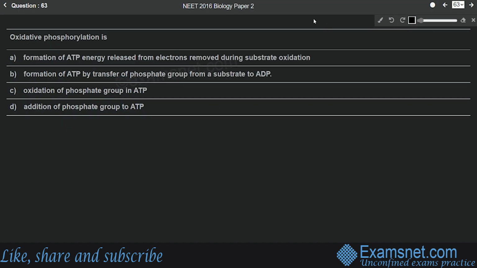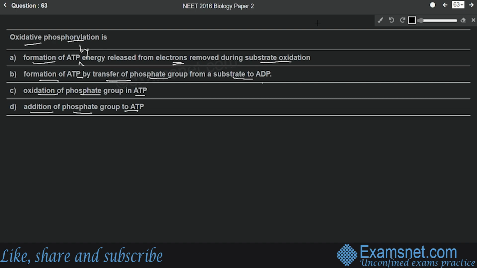Question number 63 is from the chapter Respiration in Plants, and the question is: oxidative phosphorylation is. Option A, formation of ATP by energy released from electrons removed during substrate oxidation. Option B, formation of ATP by transfer of phosphate group from a substrate to ADP. Option C, oxidation of phosphate group in ATP, and option D, addition of phosphate group to ATP.